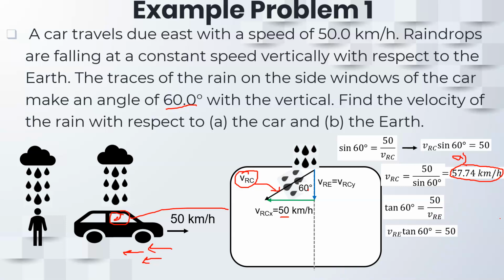Then divide both sides by the tangent of 60 degrees, and you get 28.87 kilometers per hour. So that's our answer to part B. And I just want to point out that our answer to part A makes a lot of sense because it's going to look like the rain is moving faster from the point of view of the car because the car is moving forward.